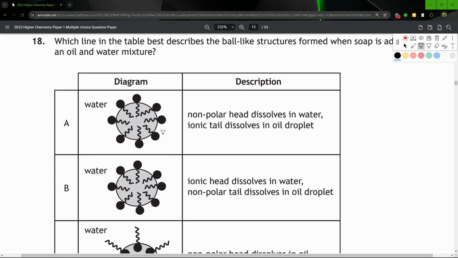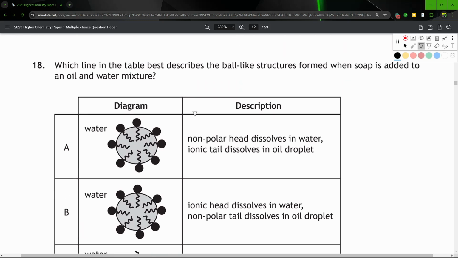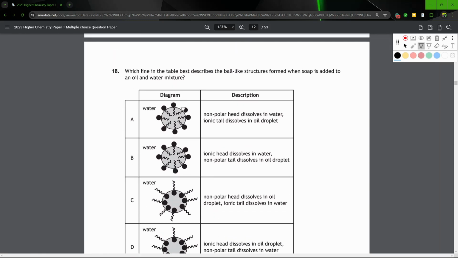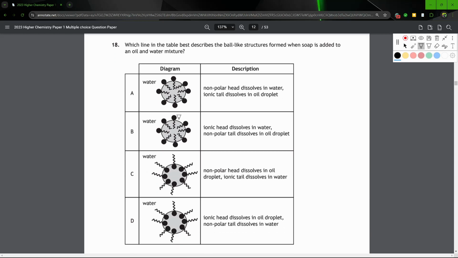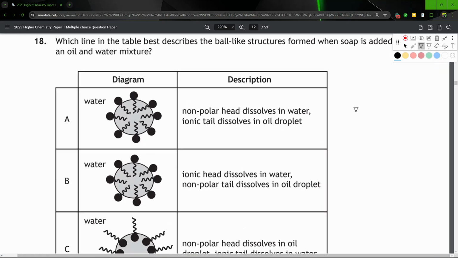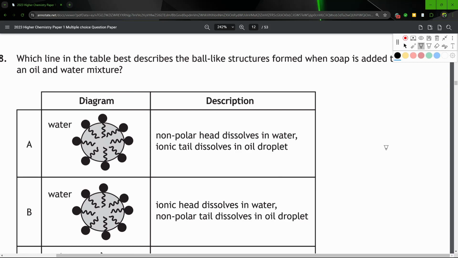Number 18, which line in the table best describes the ball-like structures formed when soap is added to an oil and water mixture? So, we call these micelles, which are little balls made out of these soaps. They trap oil and whatnot, and they're really good for cleaning. The structure of these micelles is made out of lots of these chains, which they've represented here. The important thing to notice is that the head is ionic or polar, and it's therefore hydrophilic. So it dissolves in water very well.